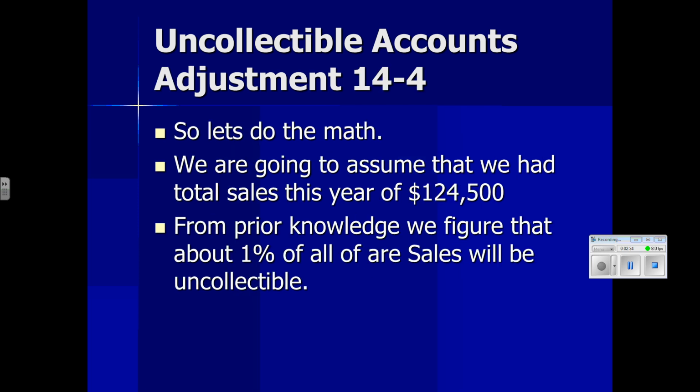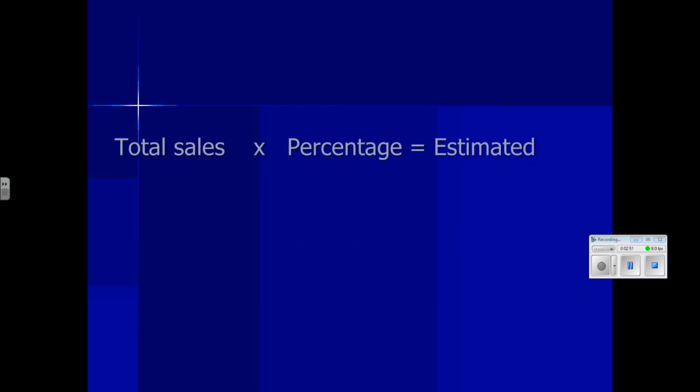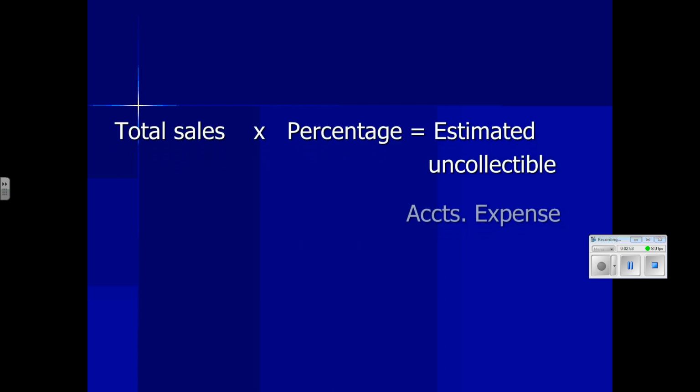From there, it's very simple. So let's go ahead and do the math behind it. We're going to pretend that we had total sales this year of $124,500. Now, from previous years, we found out that about 1% of those goods are uncollectible. Well, then that's typically going to be what our adjustment is. We're going to take our total sales and multiply that by our percentage, and that's going to give us our estimated uncollectible accounts expense. Now, this number, unlike the adjustments we've done in the past with merchandise inventory and supplies, is the actual number that's used in our adjustment.